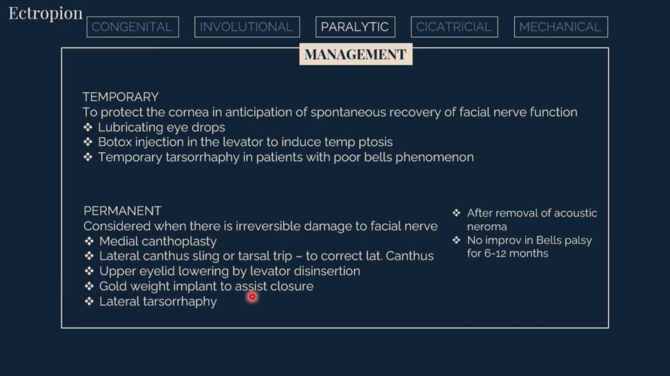Then moving on to the paralytic ectropion management, there are again temporary and permanent measures. Temporary will be mainly to protect the cornea. So we give lubricating eye drops, we can give Botox injection, or we can even do a temporary tarsorrhaphy. Whereas permanent solutions, again, are the surgeries that we have discussed before. If it's an upper lid problem, we can even put a gold weight implant to assist closure.